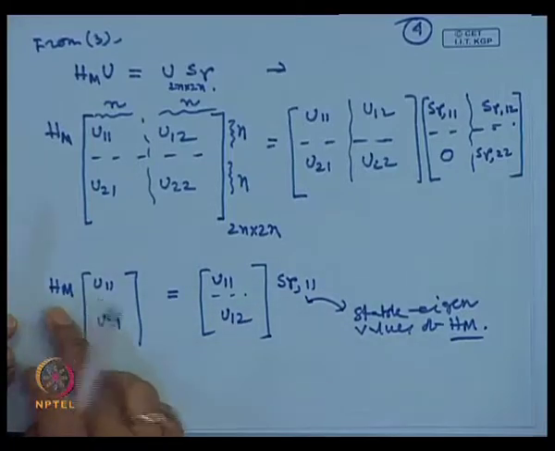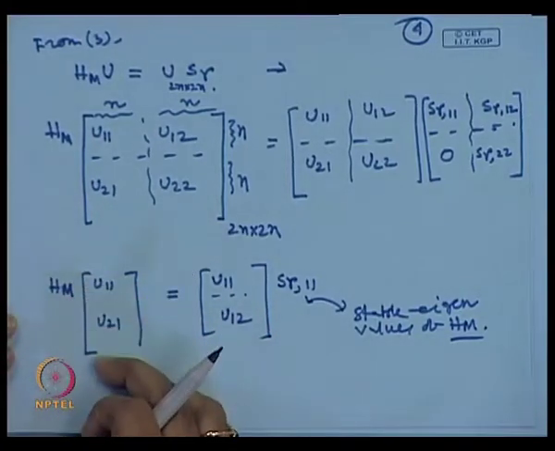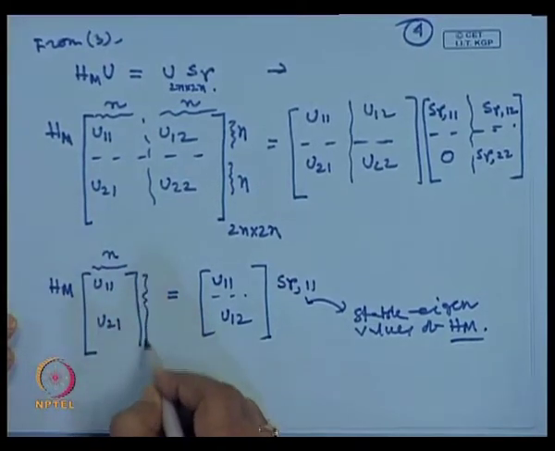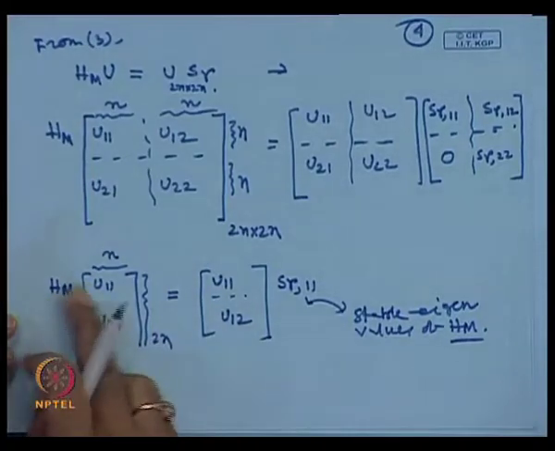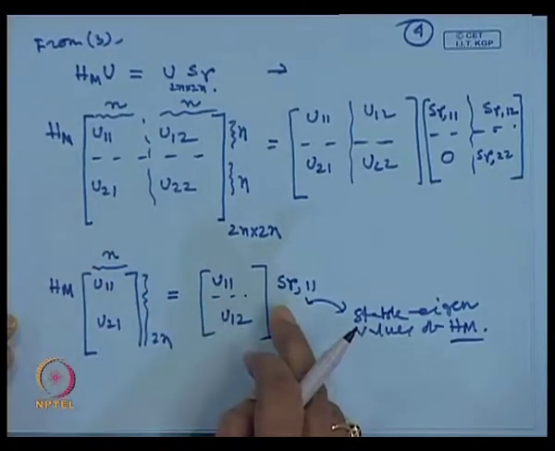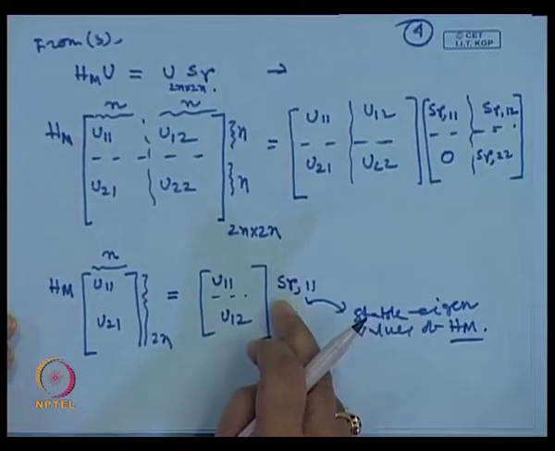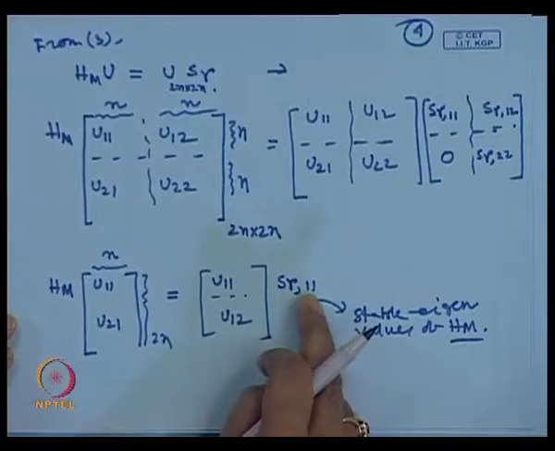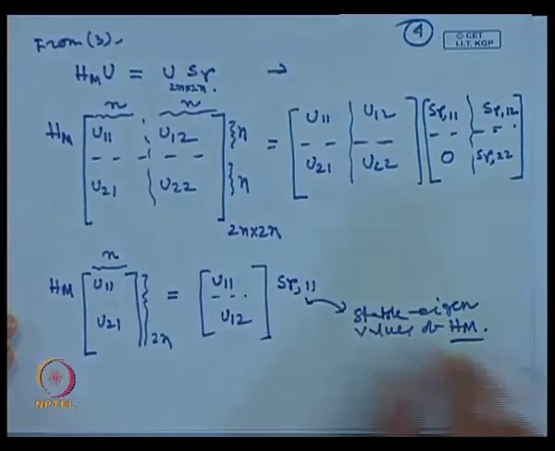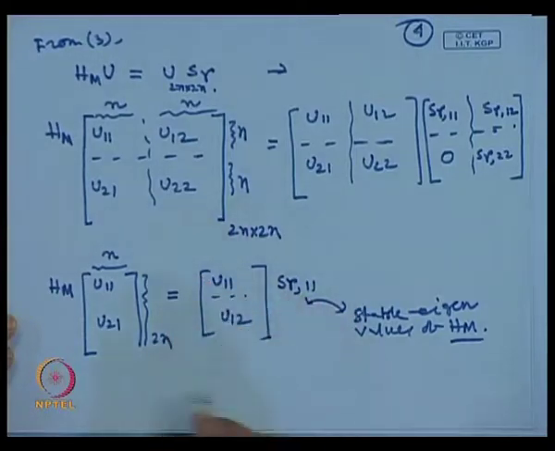So, now you see this one, the eigenvalues and eigenvector definition, the matrix A multiplied by each column. How many columns are there? N columns. How many rows are there? Twice n rows. So, each vector represents the eigenvector of the matrix H m corresponding to eigenvalues of S R 1 1. The structure of S R 1 1 is what? It is the upper triangular structure. So, if you multiply it by this, then it will come out like that.